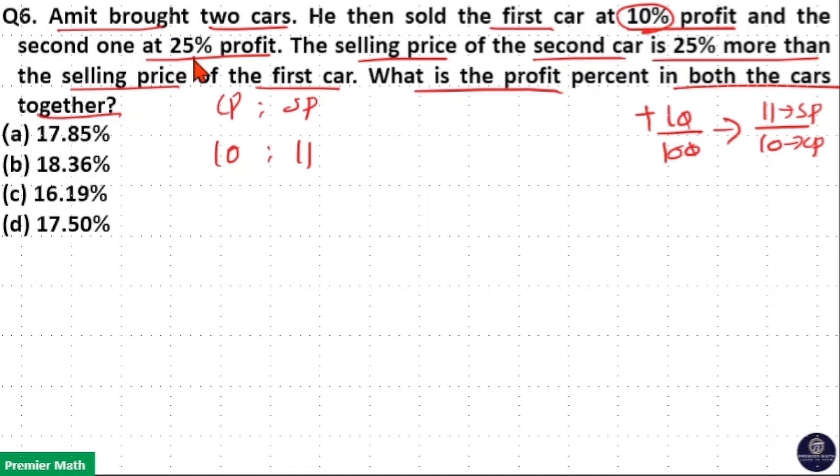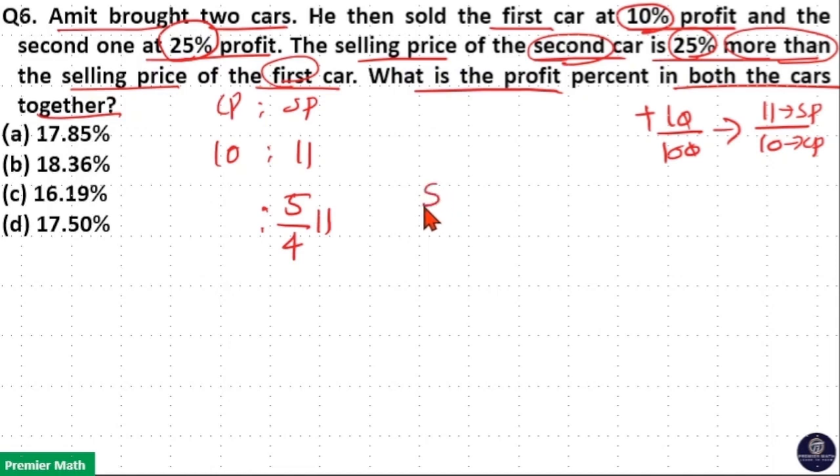Now Amit sold the second car at 25% profit. Before writing the ratio, look at the third relation. Selling price of second car is 25% more than the first car. 25% more means 5 by 4. So 5 by 4 of first car means 5 by 4 of 11.